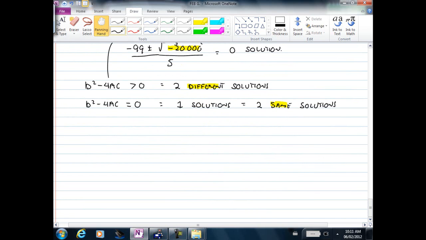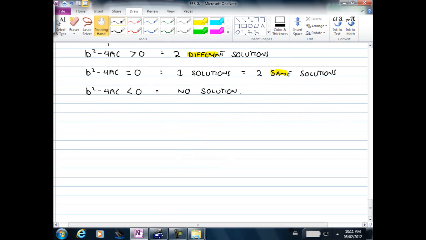And finally, b squared minus 4ac less than 0. This has no solution. So guys, voila. For this one, I accept one solution, or if you want, you can say two same solution. Whatever makes you happy. One solution is probably the easiest for now. Okay. I'm going to give you a question. Your question says, find the nature of the root. Nature of the root. Good luck.